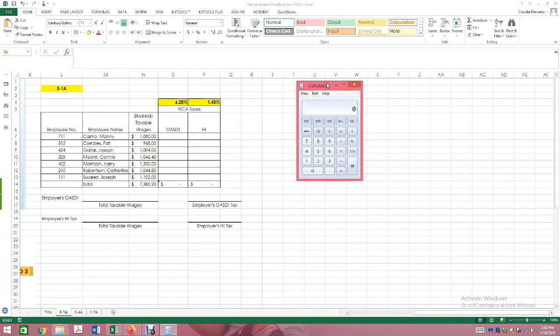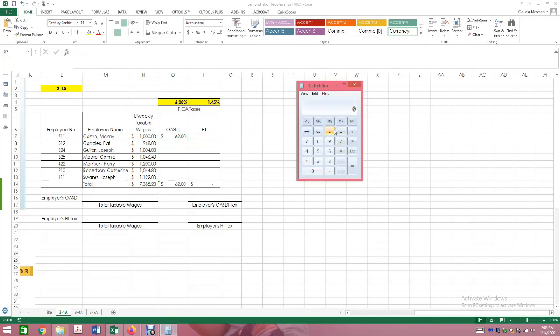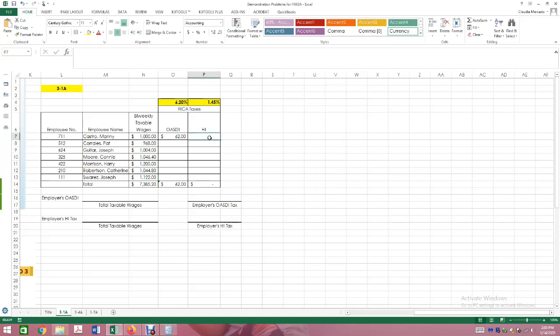So what you have to do is multiply your taxable wages by the rate. In this case, let's do the first one for Manny Castro. $1,000 times 6.2% is going to give me $62. My HI for Manny Castro will be $1,000 times 1.45%. Now, you can do this manually for each of the employees using a calculator.